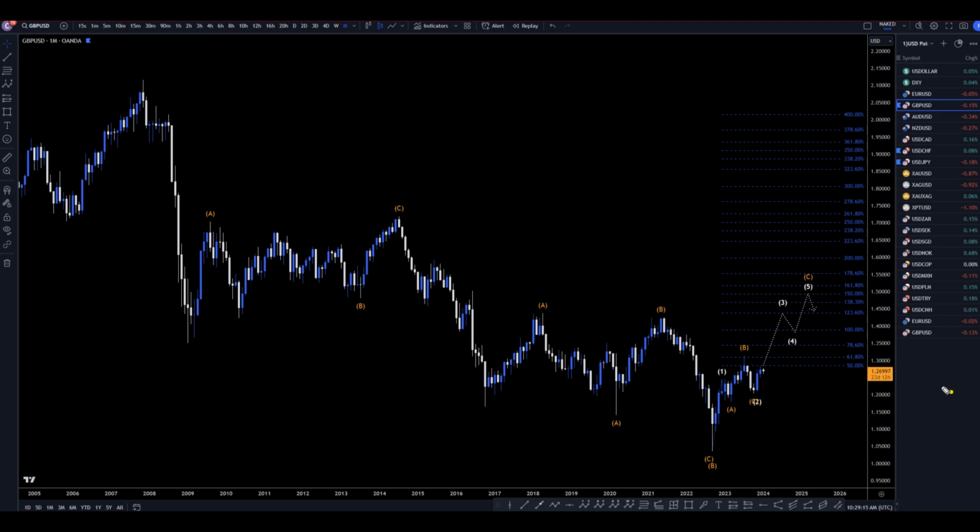Today is Monday, January 8th, and I'm going to be analyzing the pound US dollar, starting on the monthly, working my way down to the 1 hour time frame for the full top down analysis.